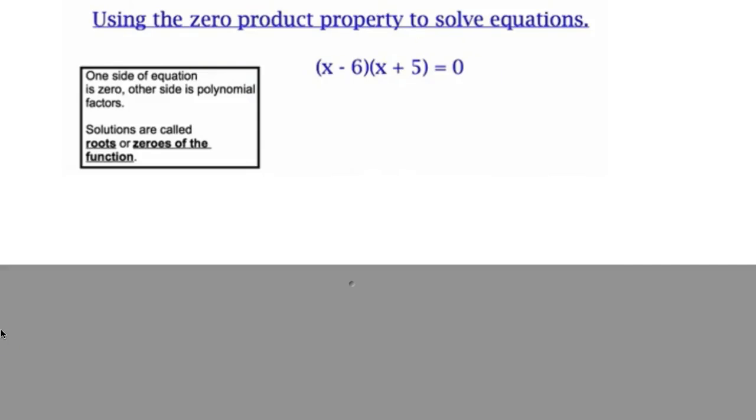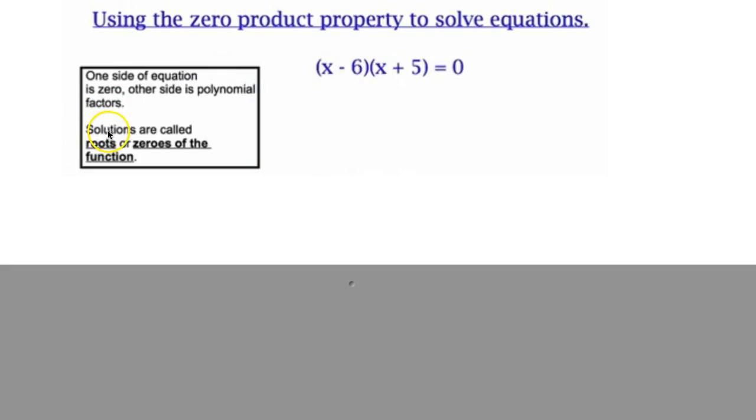So now we're going to take the zero product property and we're going to use it to solve equations. So if you look over here on the left side, it says one side of the equation is 0, the other side is polynomial factors. So this one side is 0, the other side 2 factors, right? This is being multiplied by this. So each one is a polynomial being multiplied.